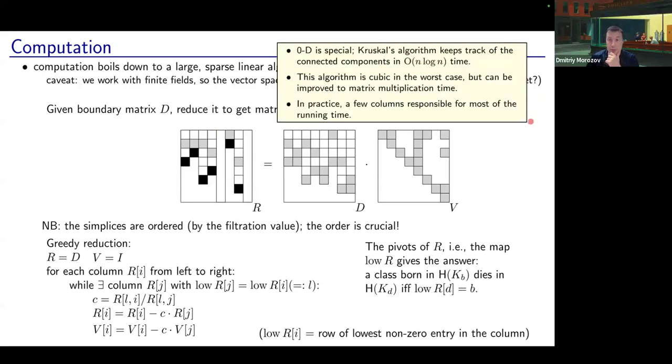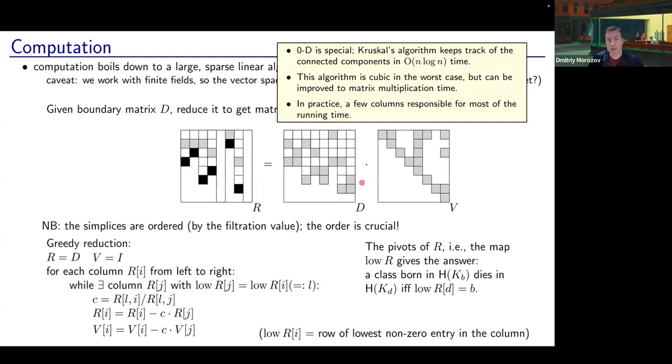Okay. So a couple comments on that. The first comment is that zero-dimensional setting where we're keeping track of connected components is actually special. So you can do that one in n log n time using Kruskal's algorithm. It's really the operation of keeping track of connected components, much like you would use Kruskal's algorithm to compute a minimum spanning tree. So that case is genuinely special.